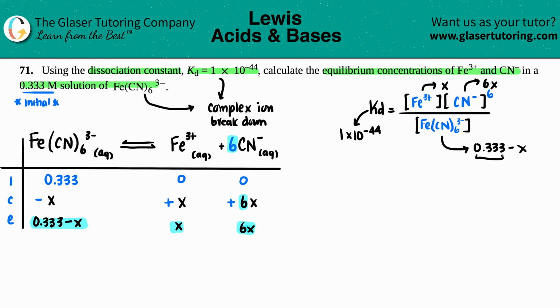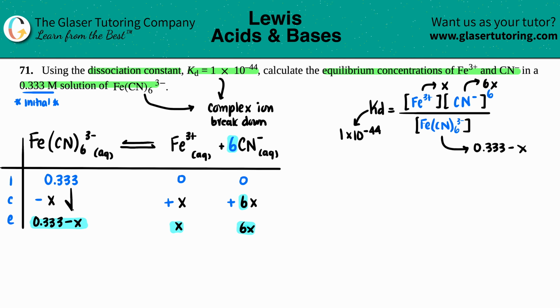Now, whenever you see that you have a number minus x, that means that we're probably going to have to do the quadratic equation. We want to assume before we try to do the actual math. So what we're going to say is since the Kd is such a small number, 10 to the negative 44th, that means that at equilibrium, you should have mostly reactants. But you say to yourself, well, if I started with all reactants and I'm ending with mostly reactants, this number is probably going to be so close to 0.333.